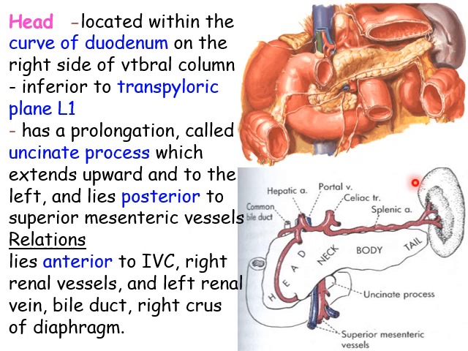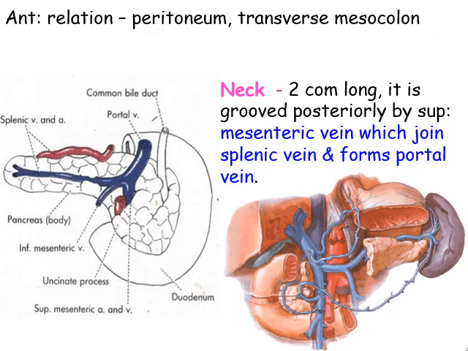This is the posterior relation of the pancreas. Now the anterior relation of the pancreas: peritoneum. Because the anterior surface of the pancreas is covered by the peritoneum, but the posterior surface is not covered by the peritoneum, that's why it is called a retroperitoneal structure. The anterior relation is covered by the transverse mesocolon. So the anterior relation is the peritoneum and transverse mesocolon.